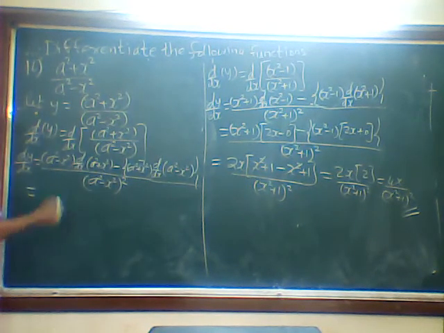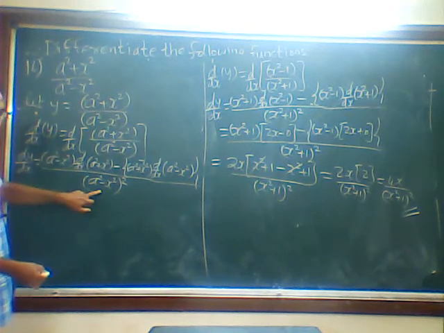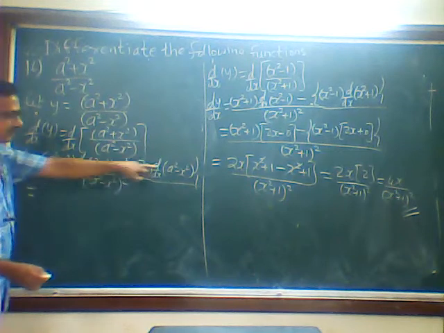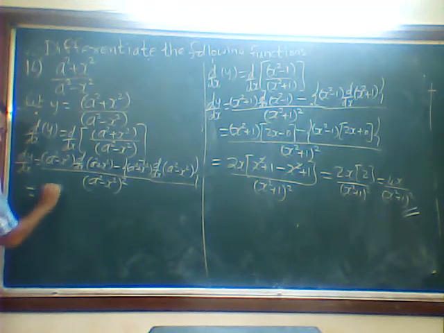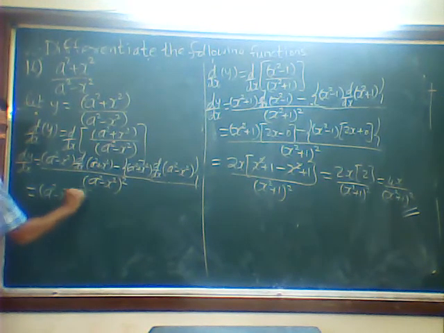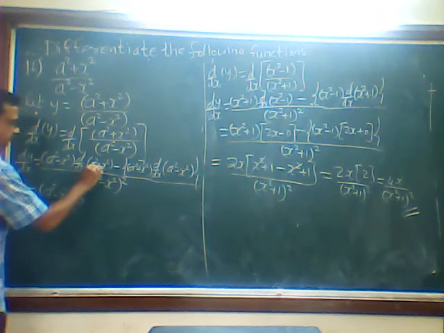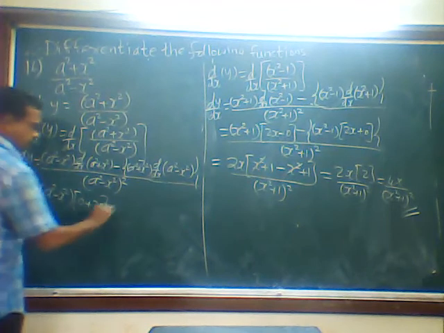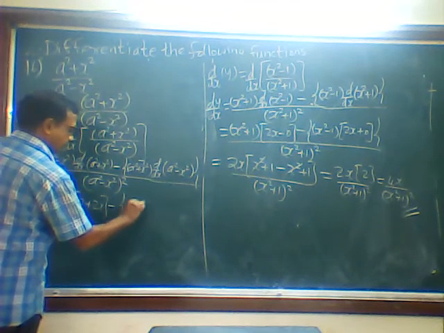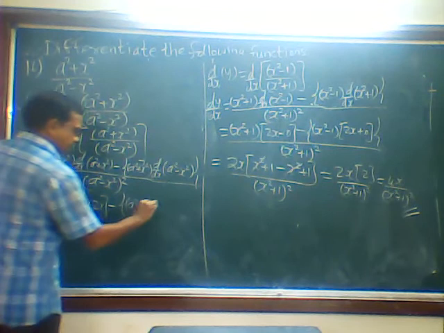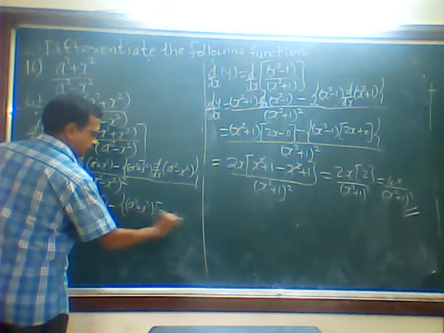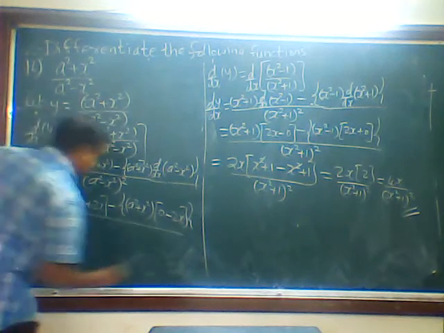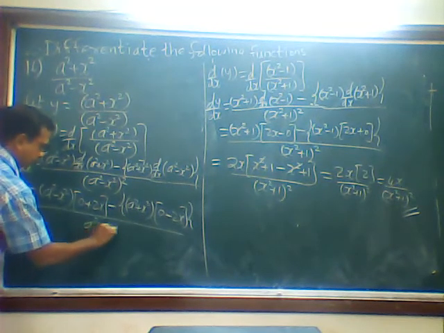Now what I have done: u by v square, v as it is, d by dx of u, minus u as it is, d by dx of v. So now a square plus x square as it is. Next, d by dx of a square is 0, constant it is, minus d by dx of x square is 2x, okay, minus lower bracket I open again, this one as it is, d by dx of a square is 0, plus x square is 2x, whole thing divided by a square plus x square.